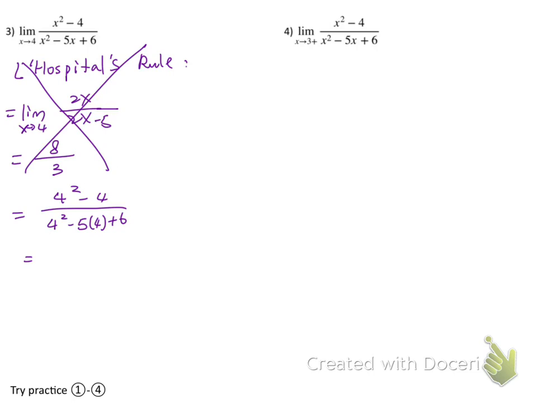You will have 16 minus 4, 12 on the numerator. The denominator is 16 minus 20 plus 6. That's 22 minus 20, so actually the answer is 6. Okay, that's why I keep saying you need to know which kind of indeterminate form you have, which means you really need to know whether you have 0 over 0 or infinity over infinity. Then you apply L'Hopital's rule.